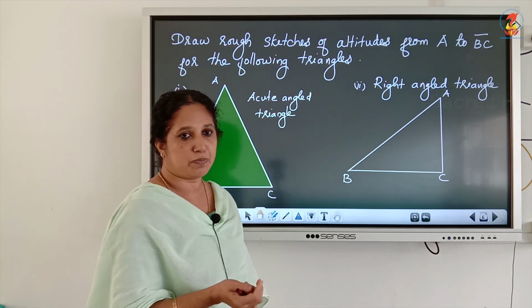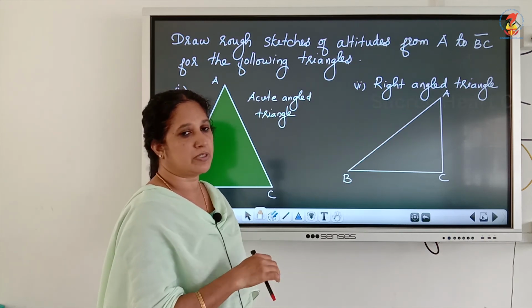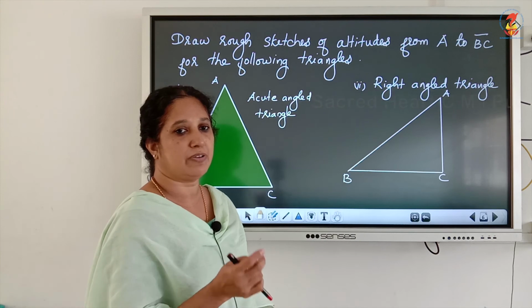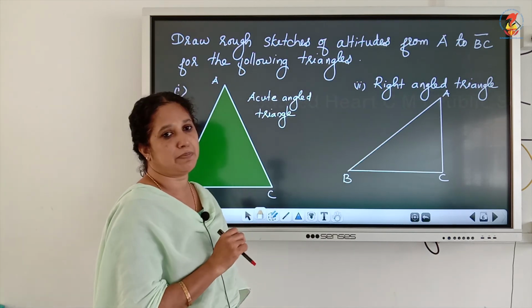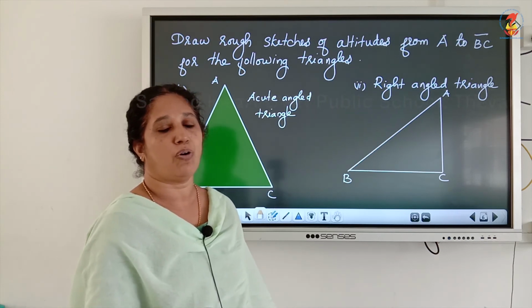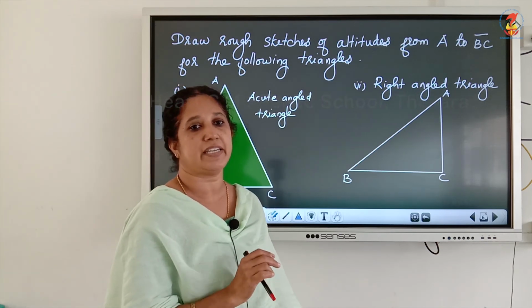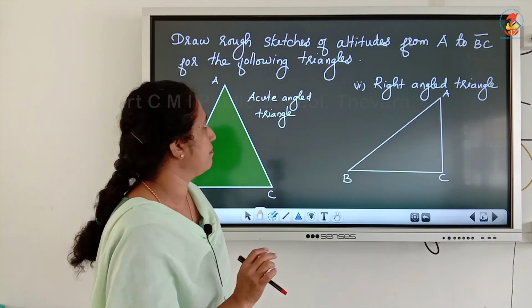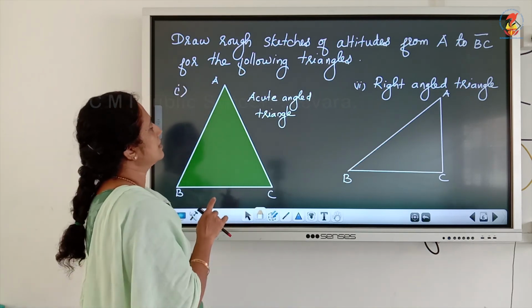And in the case of an obtuse angle triangle, two altitudes are outside the triangle and only one altitude is in the interior part of the triangle. And in the case of an acute angled triangle, all three altitudes are in the interior part of the given triangle. Now, consider this question.